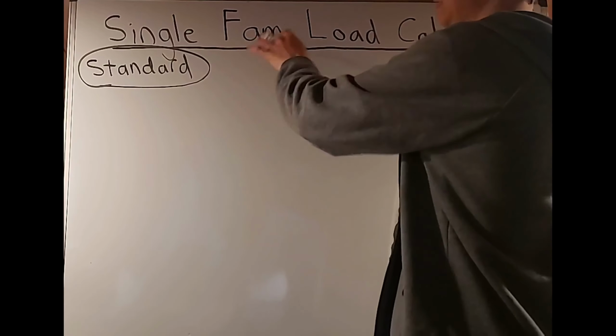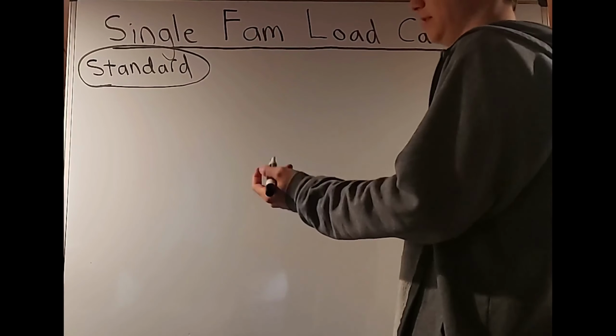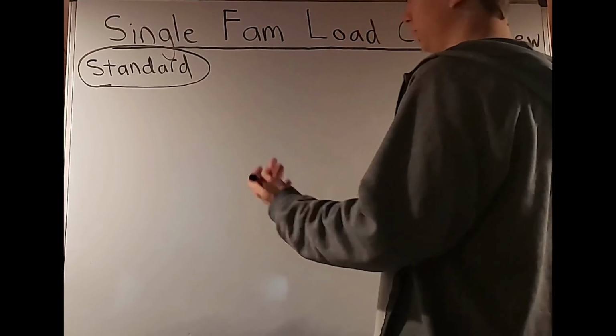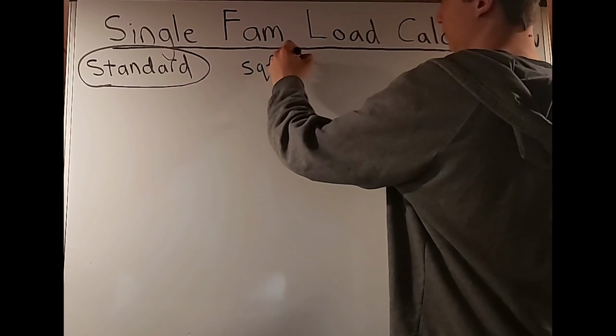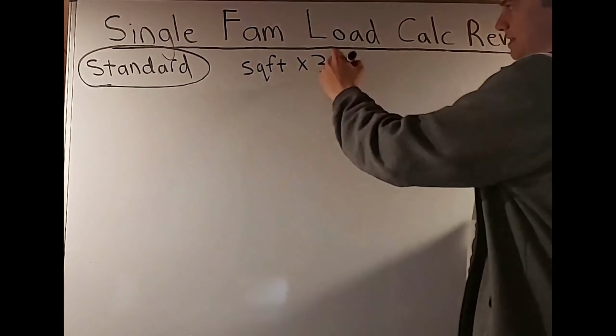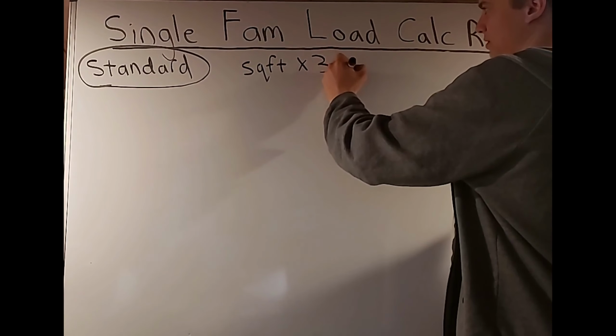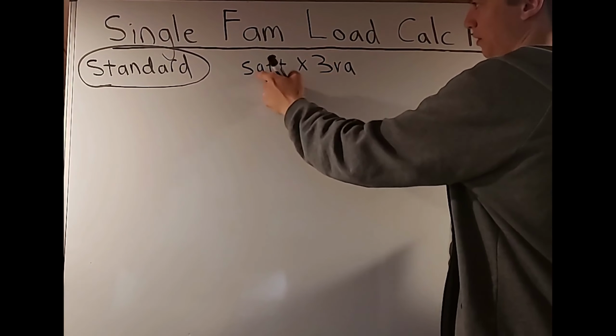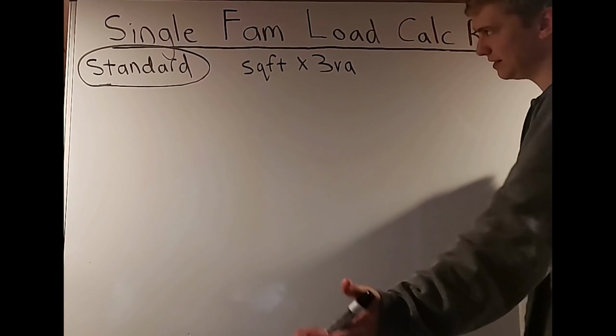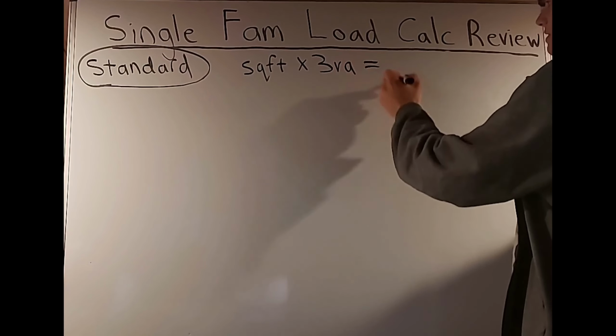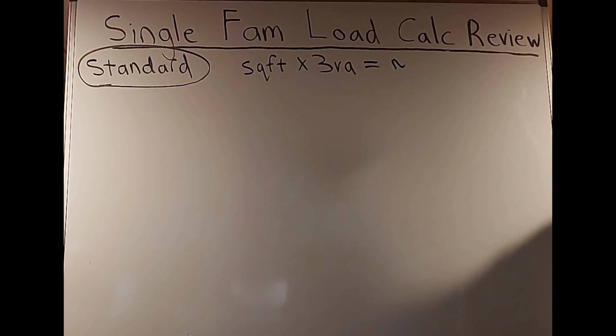Okay, we're looking at the single family, the standard method. Of course, we're going to get the square footage of the house. What we do is we always times that by 3, and that is volt amps. In other words, we're getting 3 volt amps per square foot. This is why we do that. It tells us this in the code book. We get ourselves a number. I'm just going to call it N to not complicate anything.